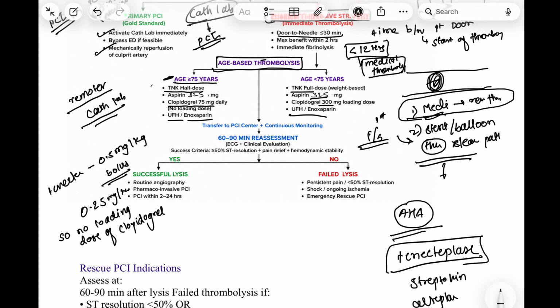So the most important thing to remember about age-based thrombolysis is that if the age is more than 75, you have to use half of the tenecteplase. We have to use only the daily dose of clopidogrel. Don't use a loading dose of clopidogrel. Okay. And after thrombolysis, we need to transfer this patient to a PCI center with continuous monitoring.